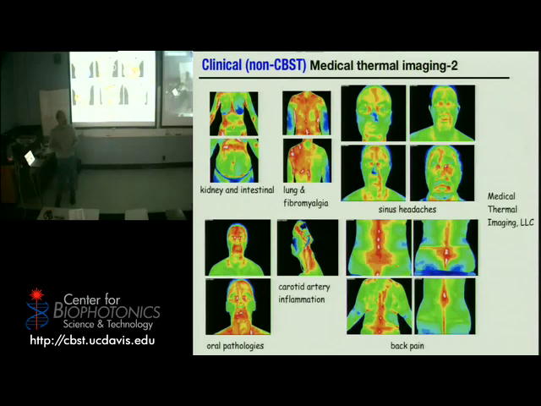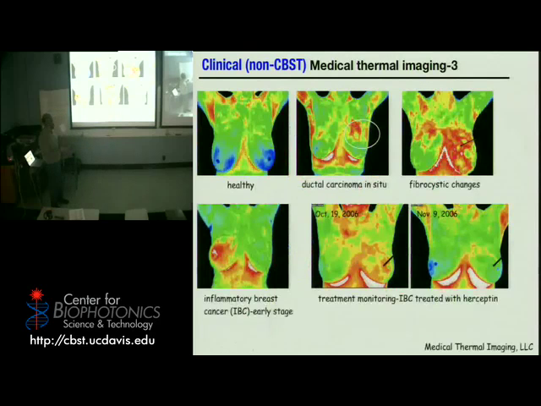And this can also be used for imaging of breast cancers. So this has been used for this. And you can even monitor here what's happening. This IBC, this is not the same person, but you can see an inflammatory breast cancer. And then you can see here, after it's treated with a certain drug, that it goes away. And you can kind of tell that it's on the way to being cured.